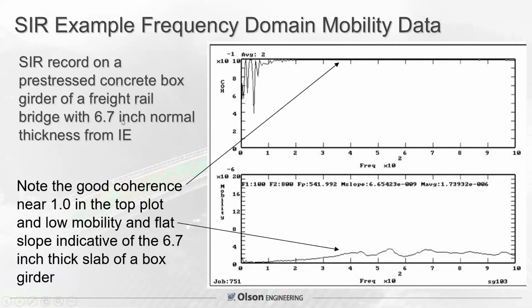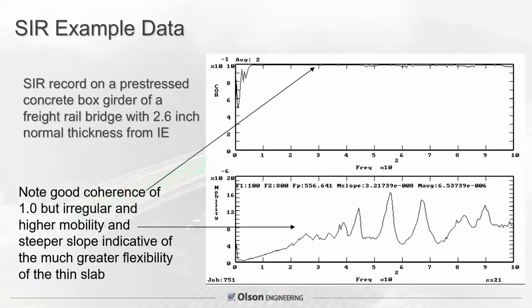Impact echo testing showed it had a normal thickness of 6.7 inches for the bottom slab of this pre-stressed concrete box girder on a freight rail bridge. By comparison, where impact echo showed a 2.6 inch normal thickness, it was a much higher mobility, much lower flexibility, not well damped. This is showing the fact that it's a thin section. So it was confirmed in both cases to be that.